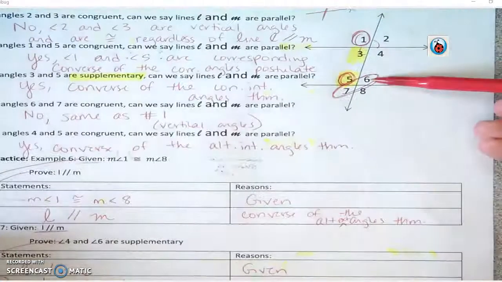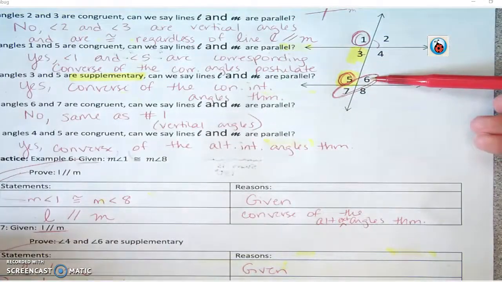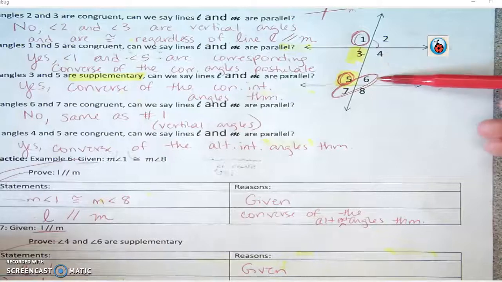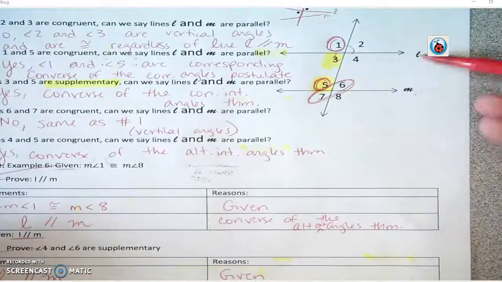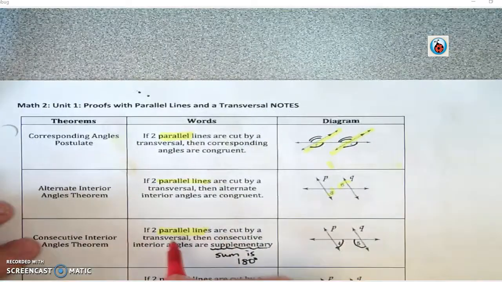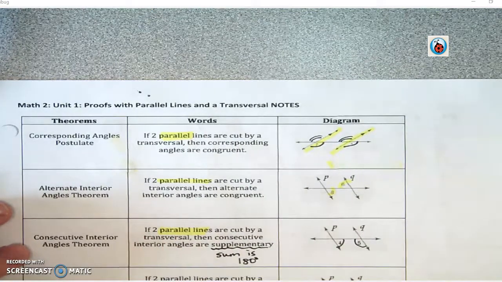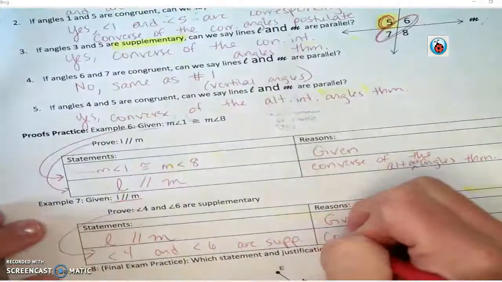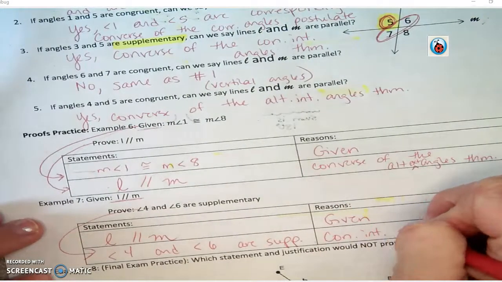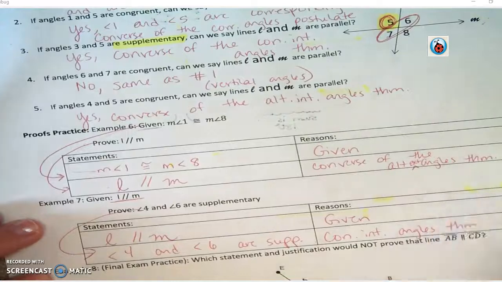So 4 and 6, we want to know why they are supplementary. Well, they told us that the lines were parallel. So this time, if we know the lines are parallel, then we know that consecutive interior angles are supplementary. So that is the consecutive interior angles theorem.